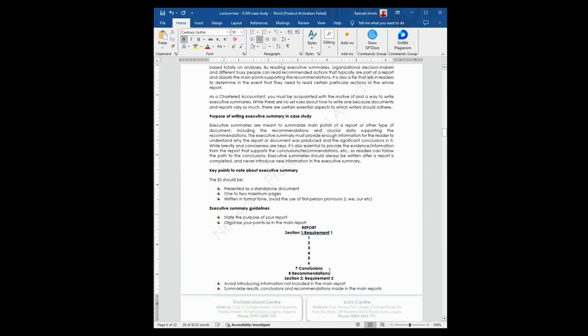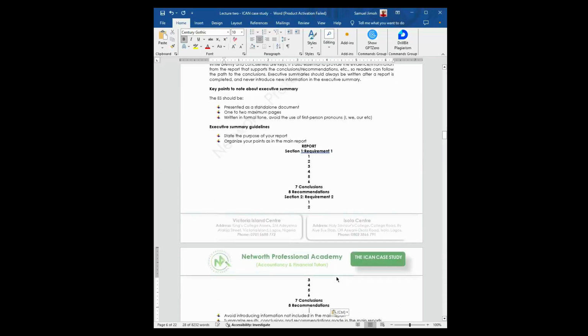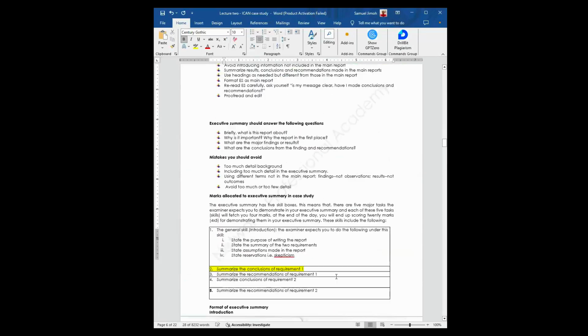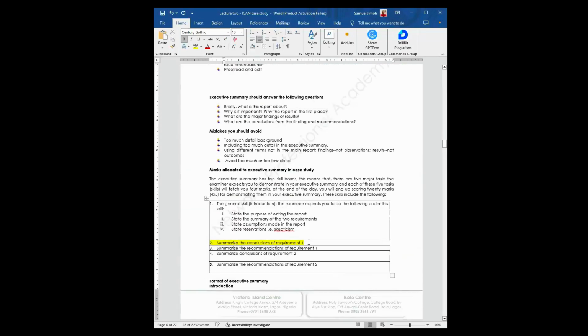Okay? So the same process is what you follow for requirement 2. Your requirement 2 will follow the same process. There will be conclusions and recommendations under section 2 for requirement 2. So here we are saying that the number 2 sub-skill under executive summary is that you are expected to summarize the conclusions of your requirement 1.